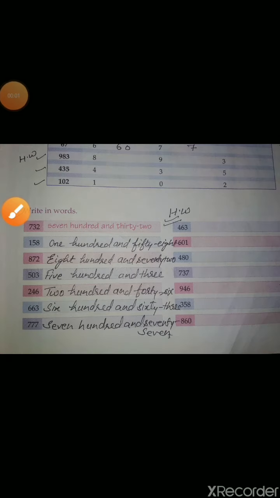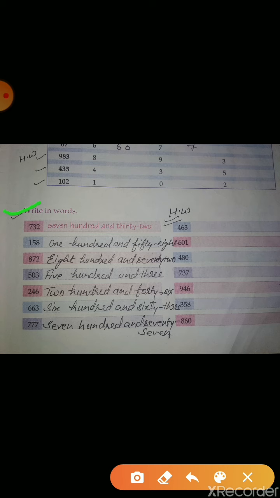Now start the next question, page number 3. Write in words. Listen children, here you have to write the number names, or you can say the spelling of these numerals. First one is 732. You can see here 7 is on hundreds place, 3 is on tens place, 2 is on ones place. So write here the number name of 732.